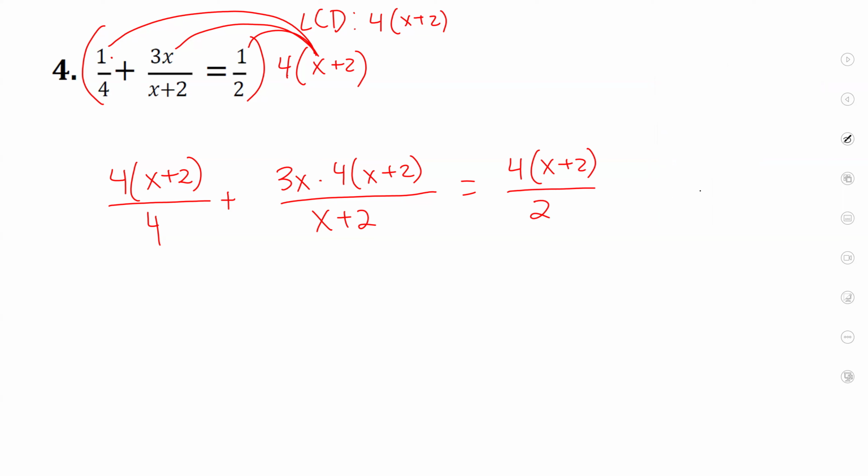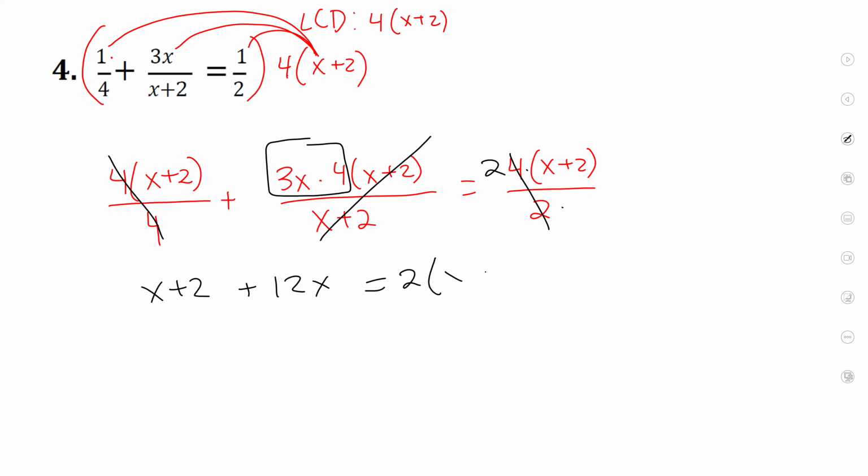All right, now we get to cancel things out. These 4's cancel. I no longer have a fraction. This cancels. No more fractions. What's 4 divided by 2? It's just 2. No more fractions. So let's write down what we have. X plus 2 plus, what's 3x times 4? This is 12x. Equals 2 times x plus 2.